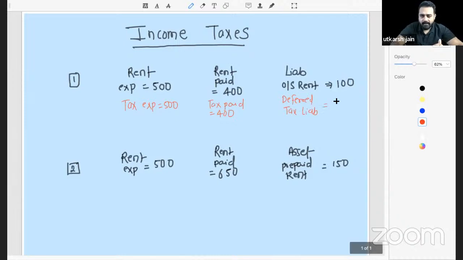Here we'll create a deferred tax liability of 100. Now, going forward, I'll just be calling it DTL. It's kind of a tongue twister. So DTL, deferred tax liability 100. That easy, right? I was supposed to pay 500. For some reason, I paid 400. We'll explore why. But for some reason, I paid 400. It becomes a deferred tax liability.